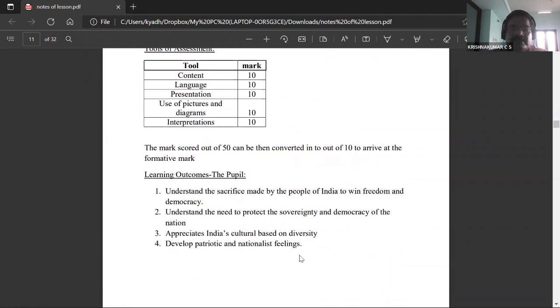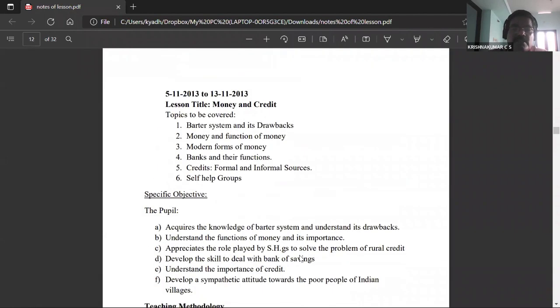Learning outcome. Finally, what change are you finding in the children? They will understand the sacrifices made by the people of India during the freedom struggle. They will understand the need to protect the sovereignty and democracy of the nation. They will appreciate India's culture based on diversity. They will develop patriotic and nationalistic feelings.